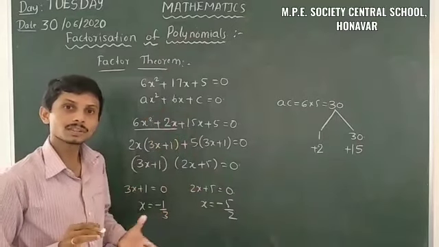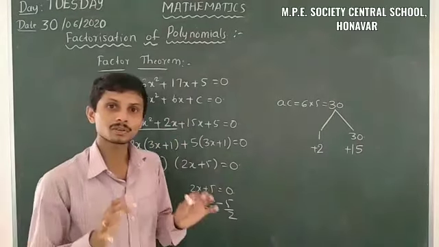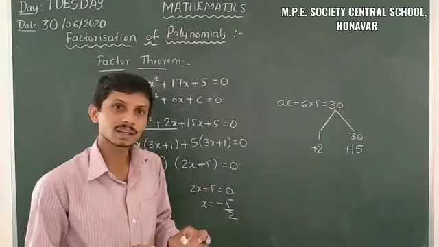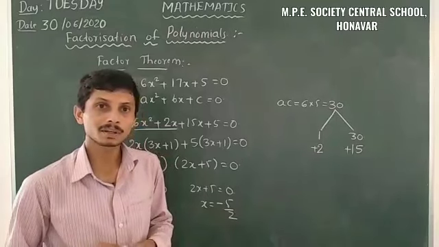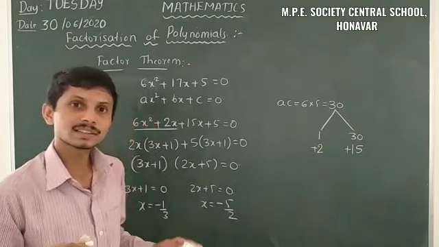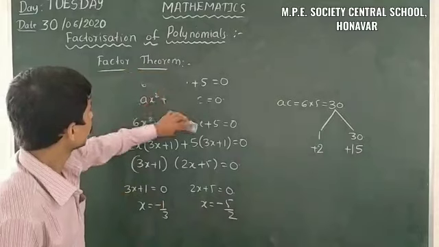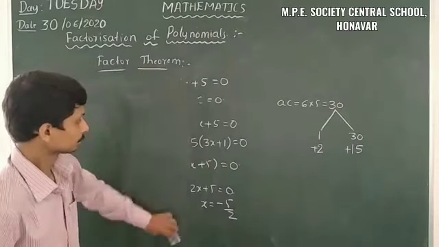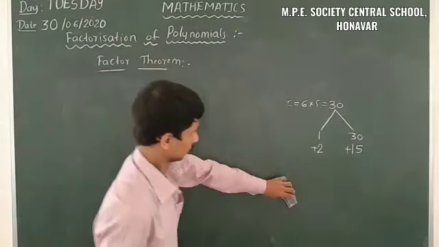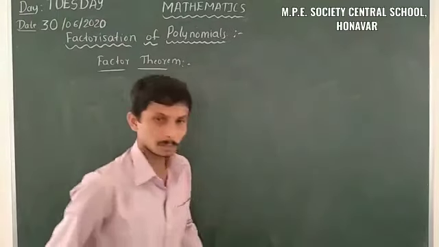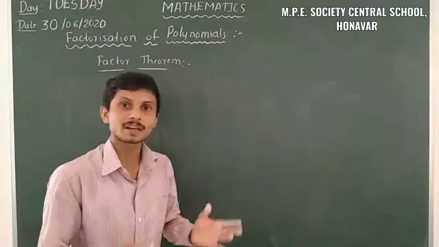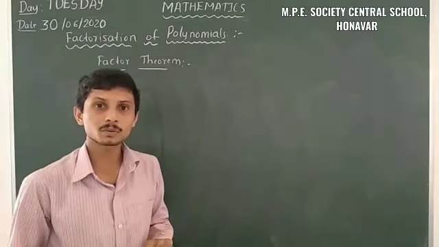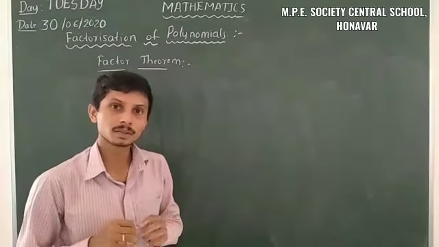So from the usage of splitting of the middle term, you have to factorize, or you have to take the factor theorem. So you have to factorize the given polynomial. So let us discuss another example by taking splitting of the middle term. By the usage of splitting of the middle term, we have to use the factor theorem. After that we have to find out the factors of the given polynomial.